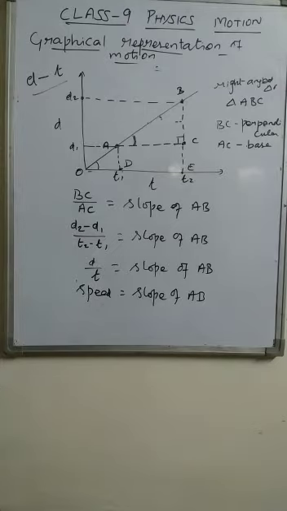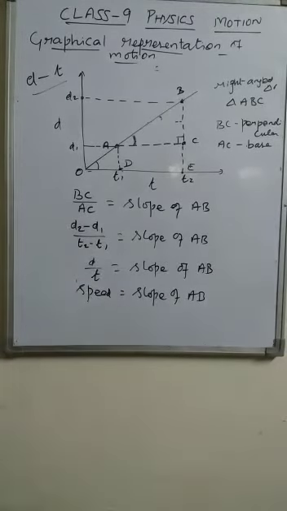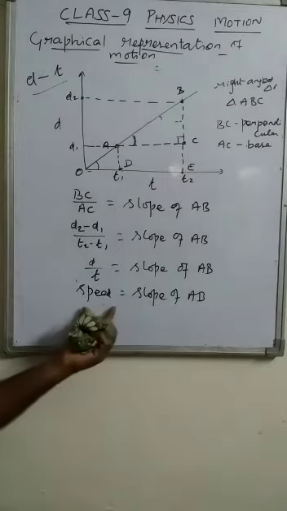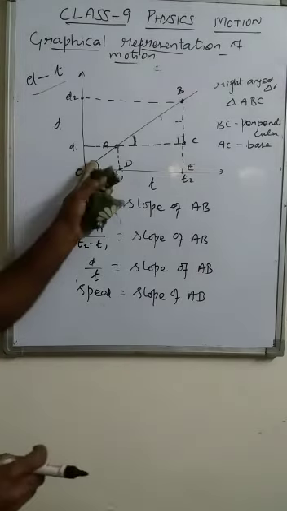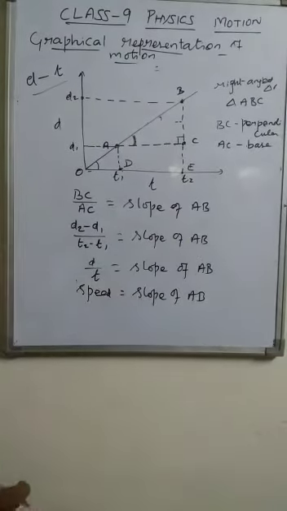So here one important conclusion has been obtained. The slope of the dt graph gives the speed. If the slope is greater, the speed is also greater. Then this is the motion of an object, uniform motion of a single object.